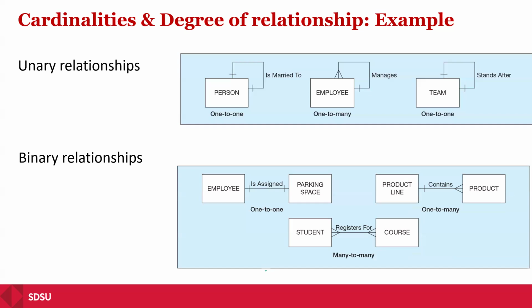Let's look at a couple of examples of binary relationships. Similar to unary, we have one employee assigned one parking spot, so it's a one-to-one binary relationship between employee and a parking spot. We have product lines that contain multiple products, so it's a one to many relationship between product and product line. And students can register for courses, so many students can register for many courses. It's a many to many relationship.